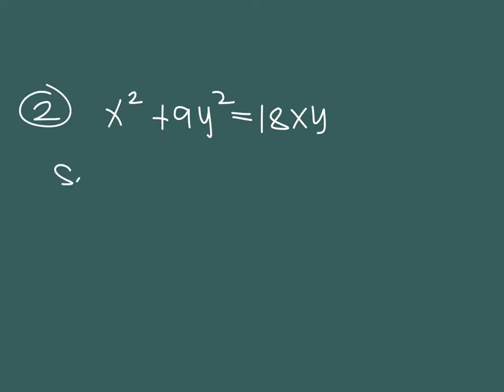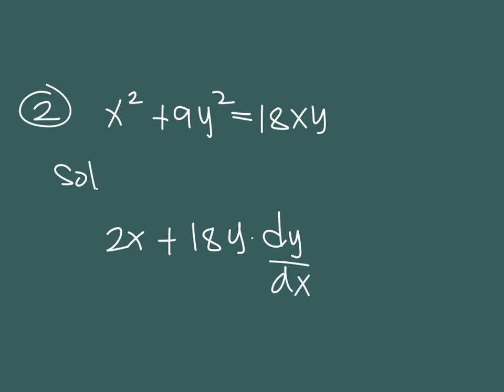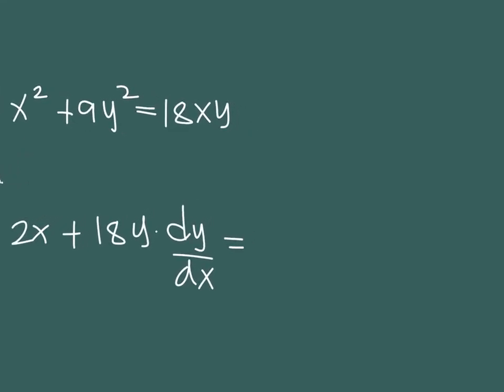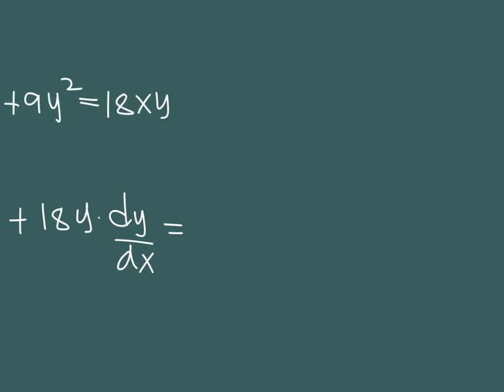So solution, the derivative of x squared, taken as usual, is 2x. Now, 9y squared is 18y, and every time we differentiate something with y, we have the dy over dx. Okay. On the right side, it says 18xy. How do we differentiate 18xy?